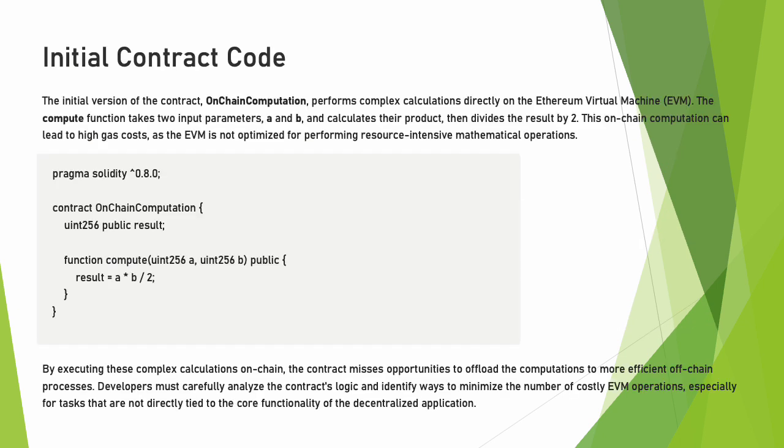Here is the initial contract code. The initial version of the contract, on-chain computation, performs complex calculation directly on the EVM. This function takes two input parameters A and B and calculates their product and then divides the result by 2. The on-chain computation can lead to high gas cost as the EVM is not optimized for performing resource-intensive mathematical operations. Developers must carefully analyze the contract's logic and identify ways to minimize the number of costly EVM operations, especially for tasks that are not directly tied to the core functionality of the decentralized application.